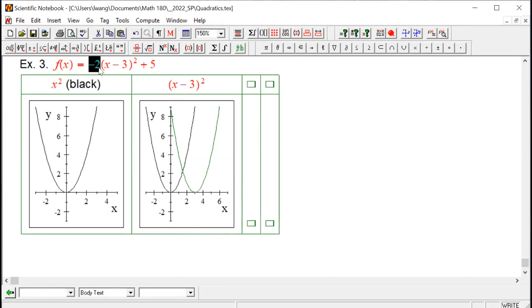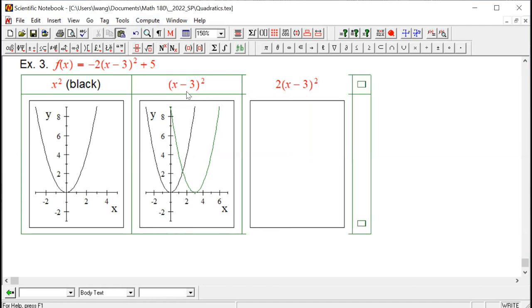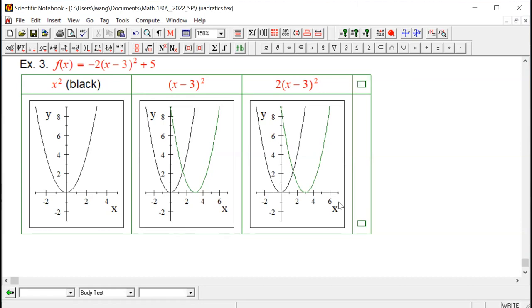And next is a negative. So we're going to do 2 times. Okay, so it's one more step, 2 times of that. So this picture is going to be, this time it's going to be what?